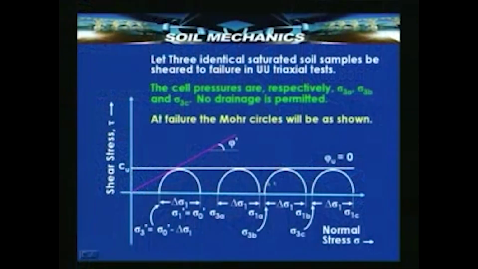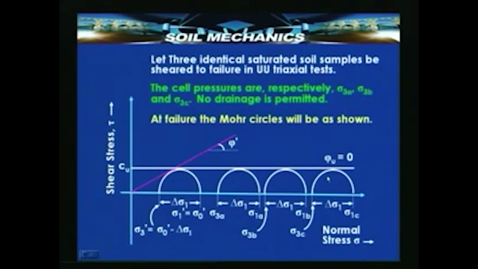Here is another example of the same. If I conduct three different tests with different values of sigma 3, sigma 3a, sigma 3b, sigma 3c, and correspondingly also calculate the major principal stresses and plot the Mohr diagram, the common tangent will give me an undrained cohesion Cu and a friction angle phi u equal to 0.